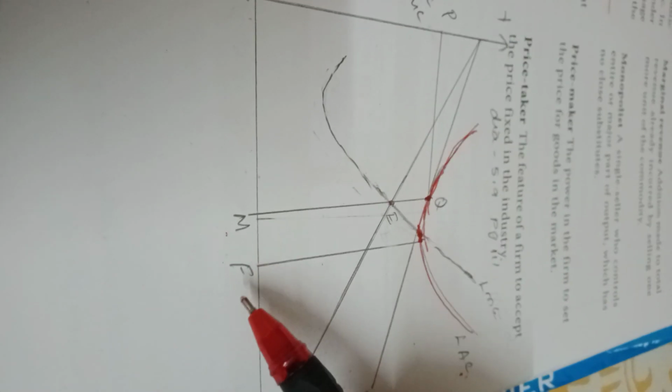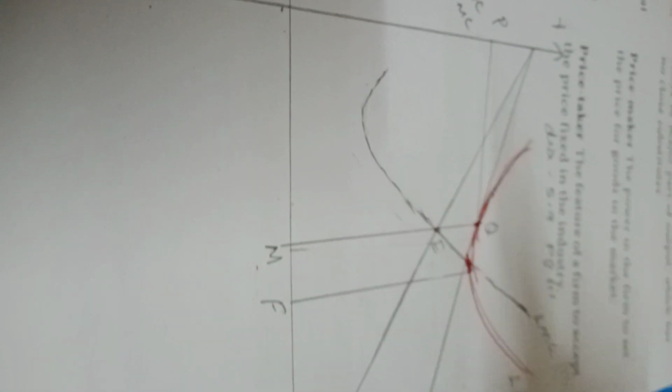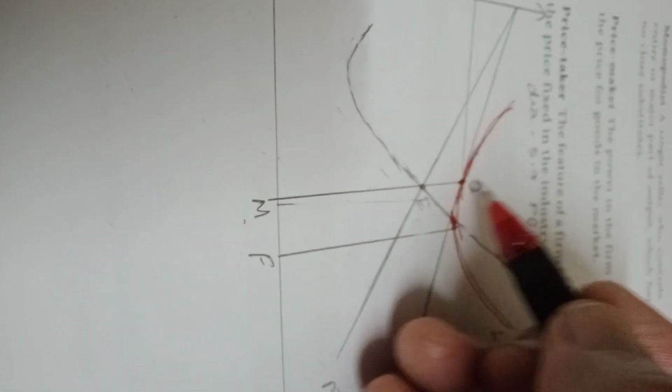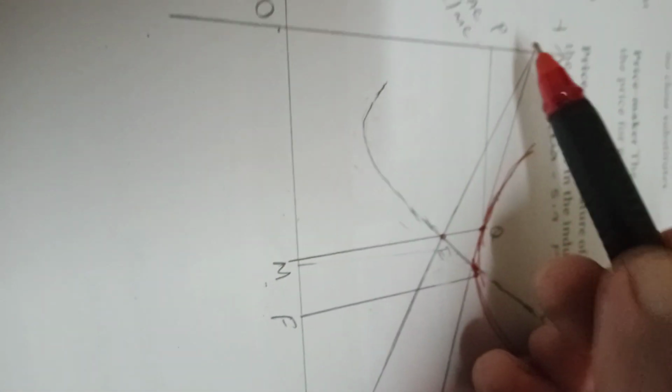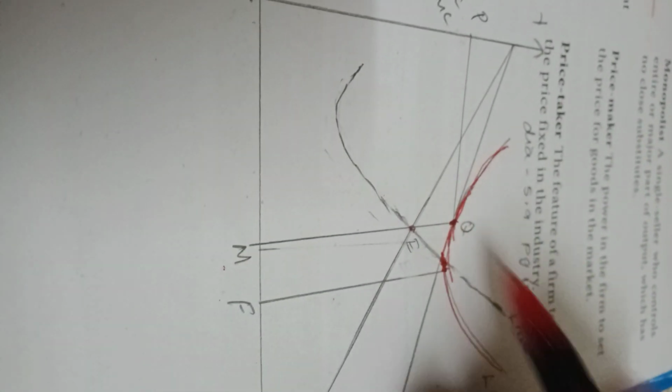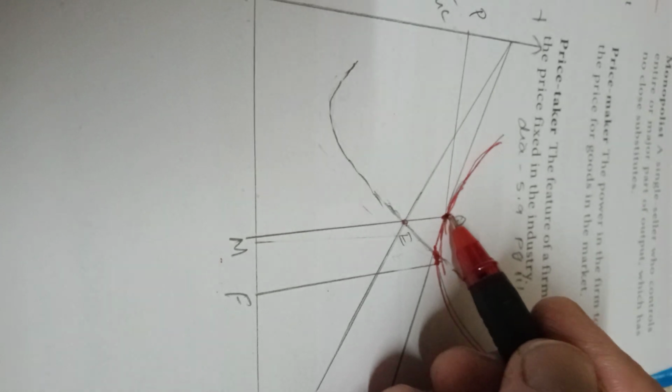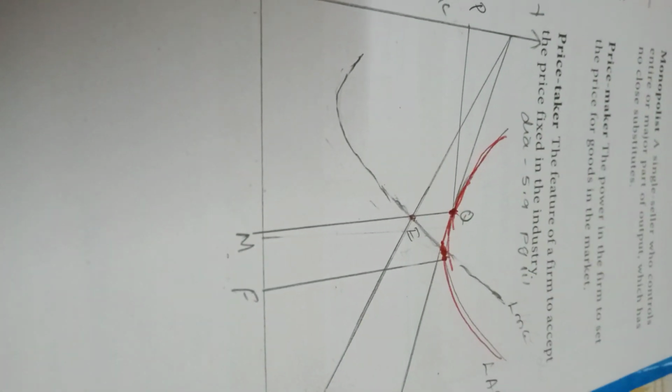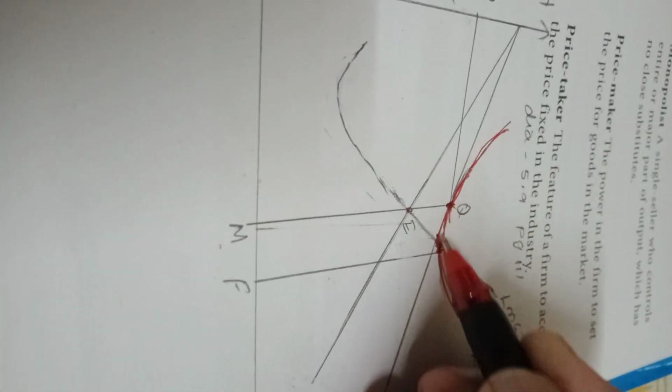Let it touch the x-axis at point M. Now OM will be the equilibrium level of output of a firm in the long run, of a firm under monopolistic competition, particularly in the long run. Now, just extend this point and let it touch the y-axis at P. Now, at this particular point, the average cost is touching average revenue, and average revenue and average cost will be the same.